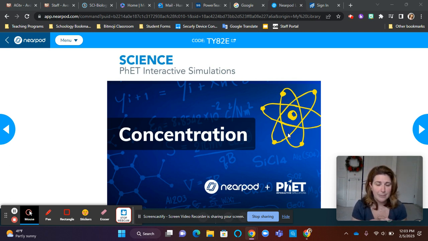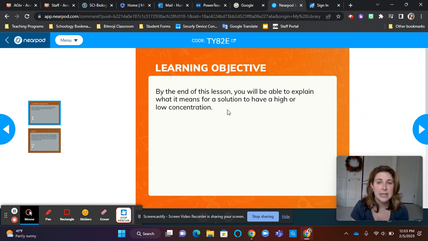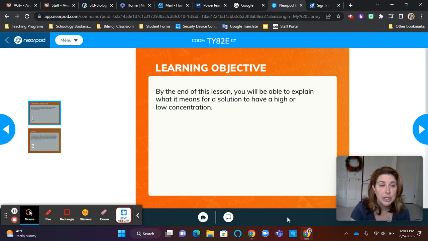And a lot of you on your vocab, like something you think about. No, no, no. That's not the type of concentration we're talking about here. So, in this activity, you're going to explain what it means for a solution to have a high concentration or a low concentration, right? That's the verbs that we're going to use.